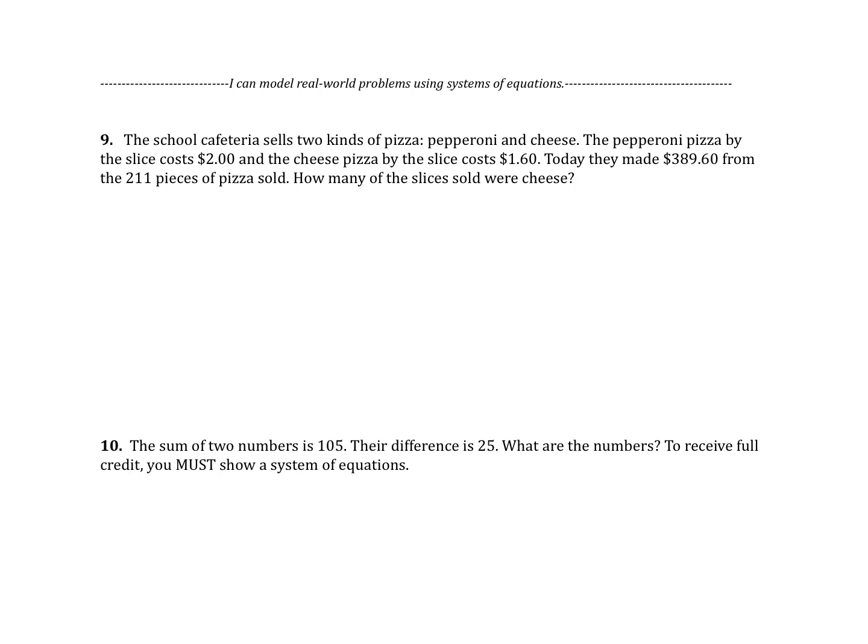So we need to go ahead and set up 2 variables here. We'll go ahead and say that P stands for my pepperoni pizza and C stands for my cheese pizza. So our first equation, let's look at the total. We sold 211 pieces total. We don't know how many of each. So let's just go ahead and say P plus C equals 211.